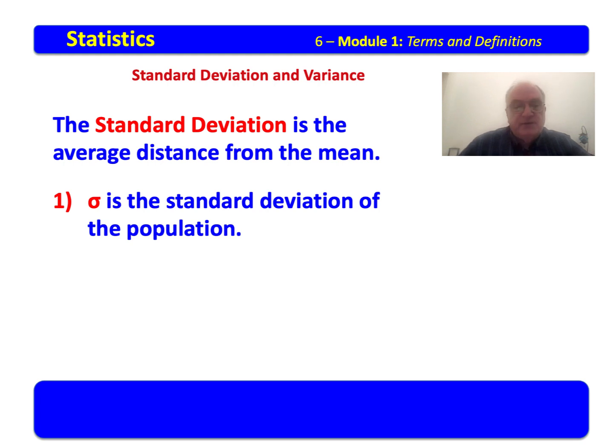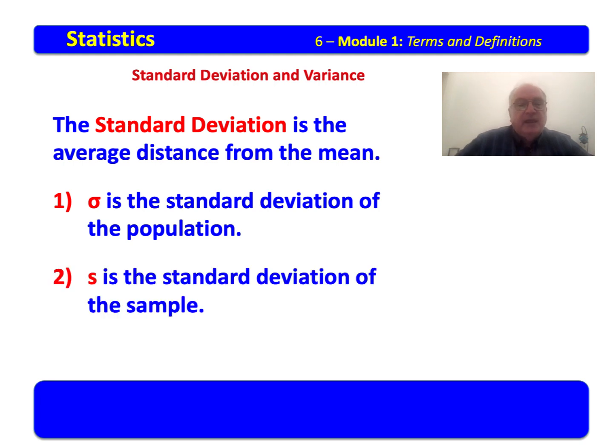Sigma is the standard deviation of the population. X bar is the mean of the sample. And S is the standard deviation of the sample. So you see, when you see sigma, you immediately know that you're dealing with a population, and that represents its standard deviation. If you see S, you're dealing with a sample, and that represents the standard deviation of the sample.